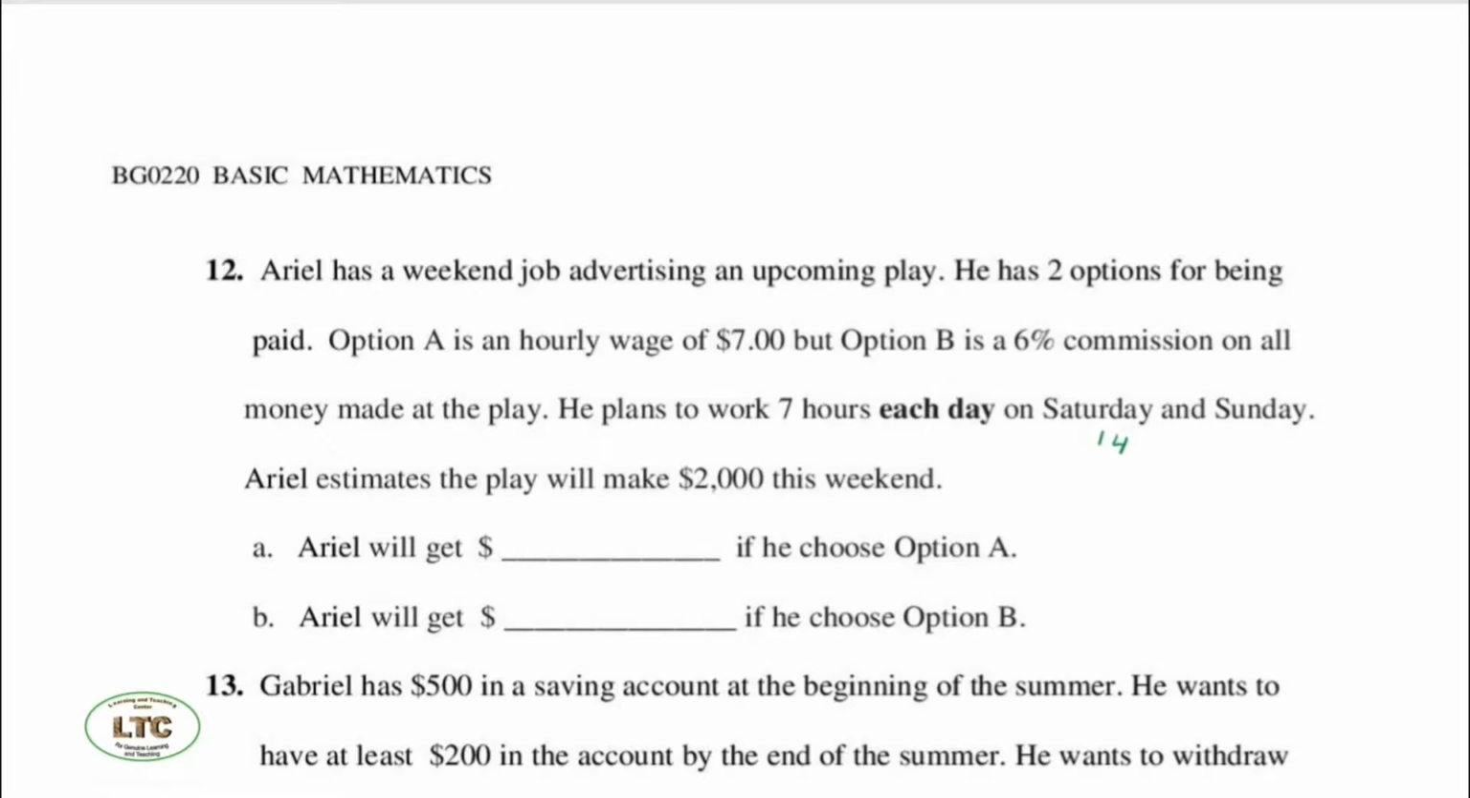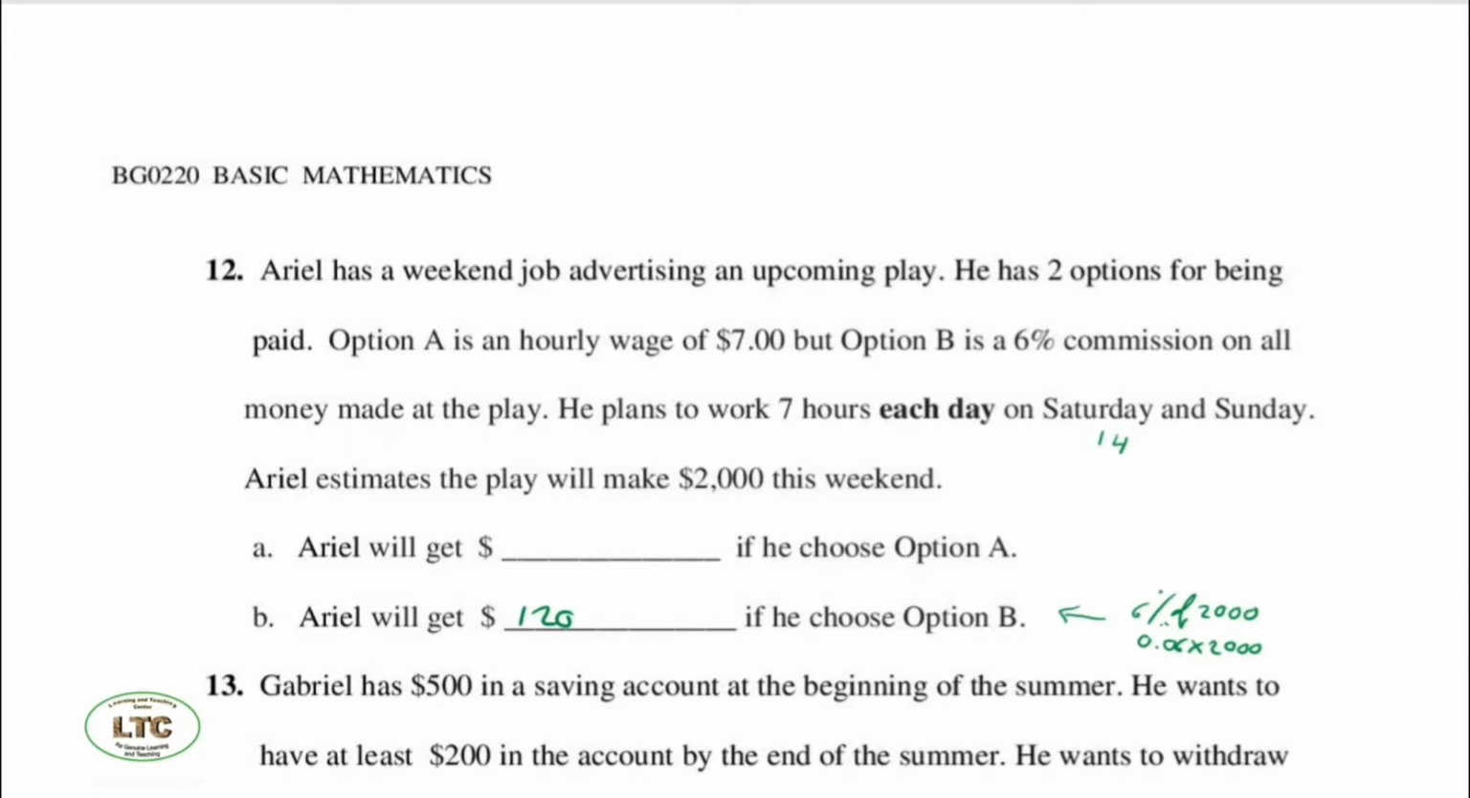Areal estimates the player will make $2,000 this weekend. So if he chooses option B, he will get 6% of 2,000. 6% of 2,000 is 6 over 100 times 2,000. 6 over 100 is 0.06, multiplied by 2,000. So use calculator. $120.